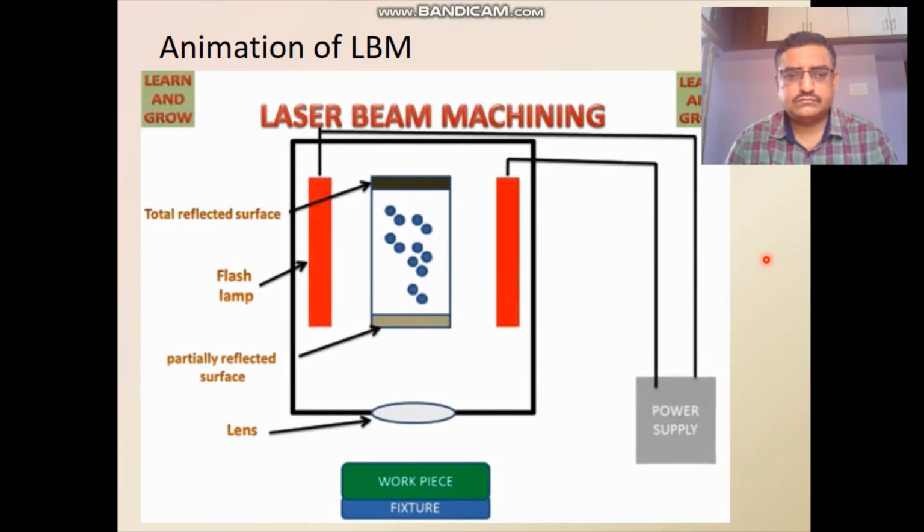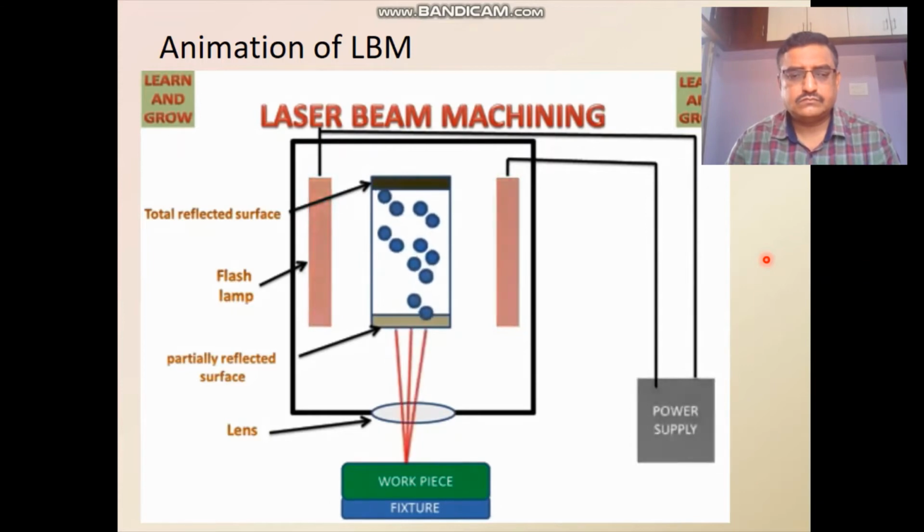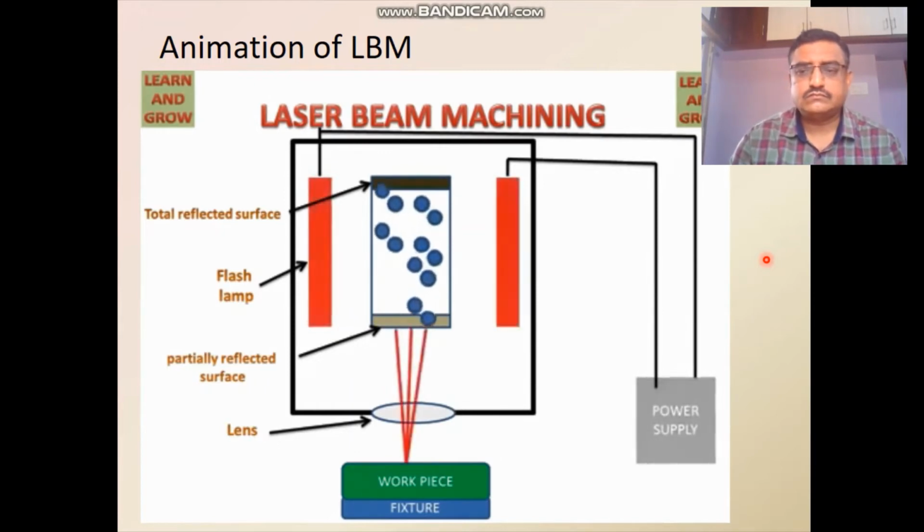These photons will create a laser beam which will go through this lens and focus on the workpiece, and this striking beam will liberate the metal particles from the workpiece. So this is the working of laser beam machining, in which light is used for the removal of metal from the workpiece.